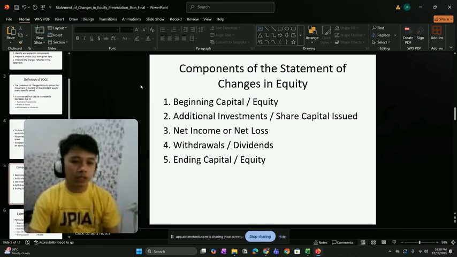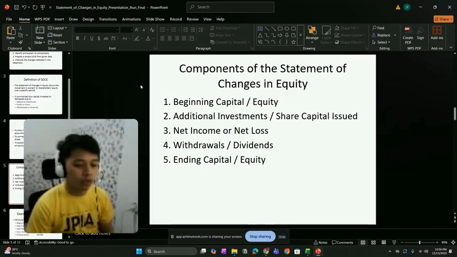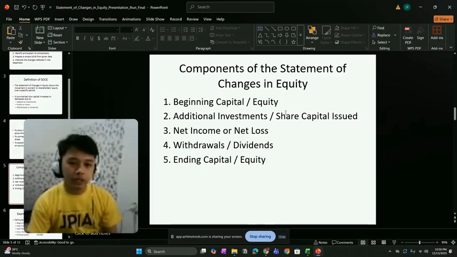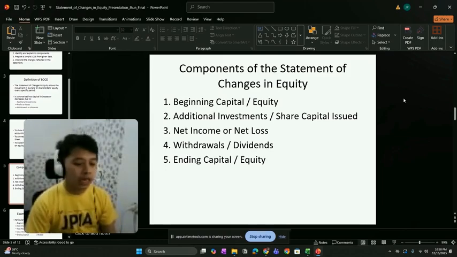So first component niya is we have the beginning capital. So ito yung equity sa simula ng accounting period. Second is we have additional investments or share capital issued. So ito naman yung mga dagdag na puhunan na inilagay ng owner or shareholders during the period.